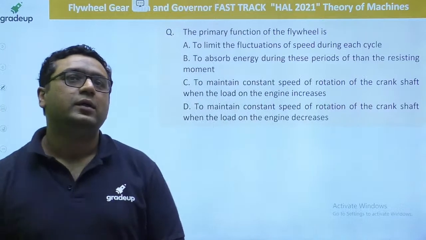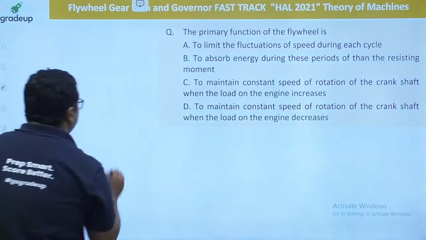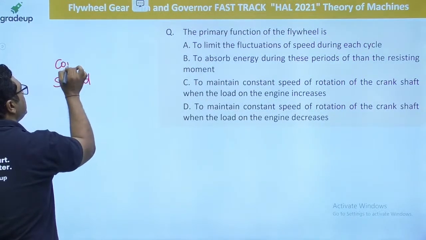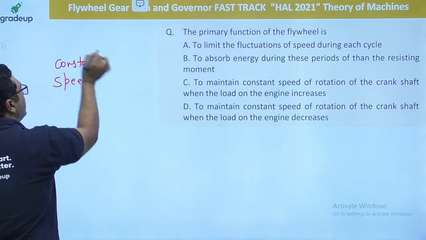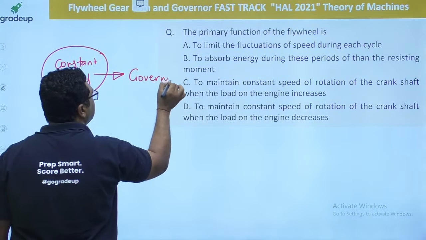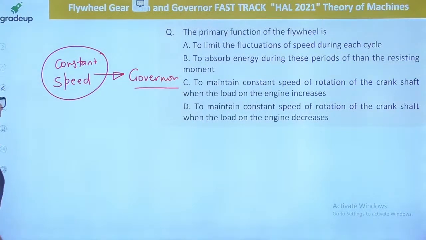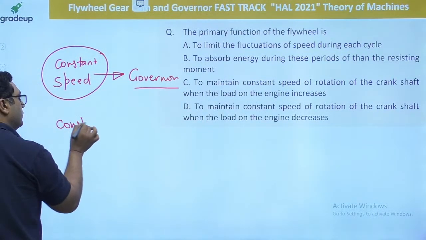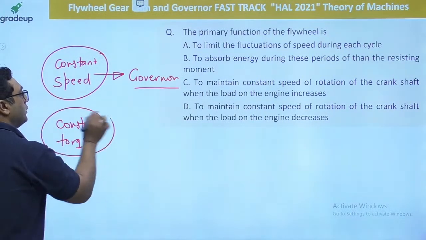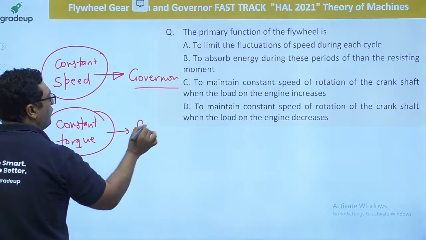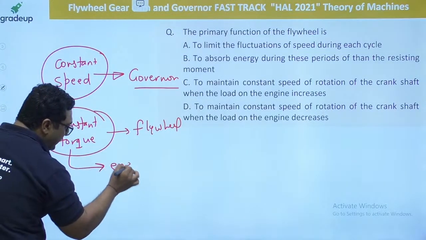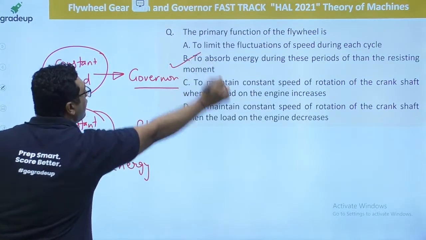Fine. So guys, first of all, I would like to tell you that to maintain a constant speed, this is the task of the governor. And to maintain a constant torque, my dear, this is the task of the flywheel. And torque is associated with the energy. So the answer is going to be B for this.